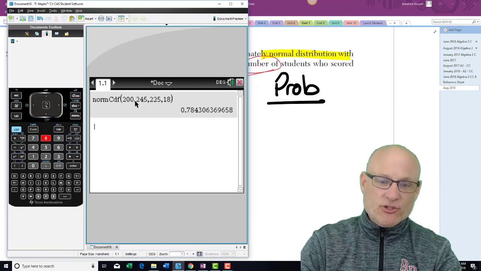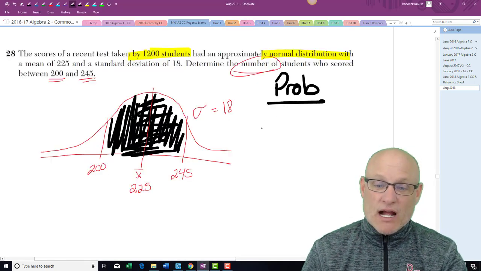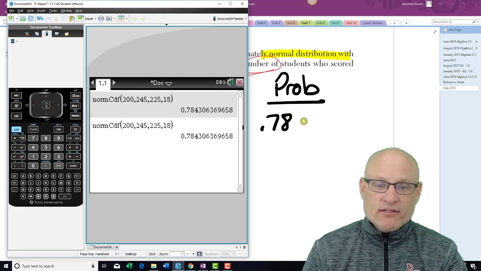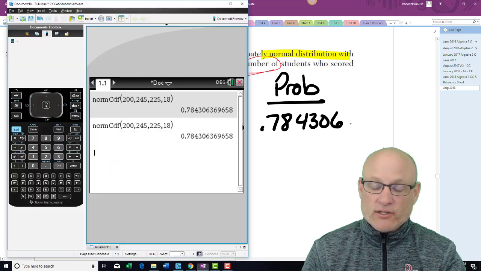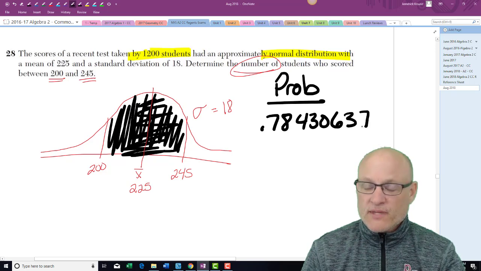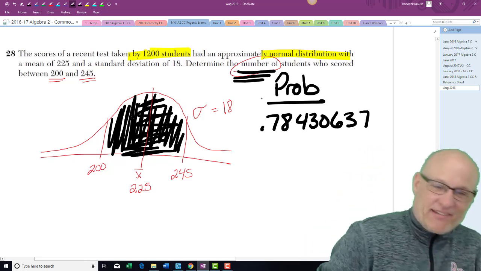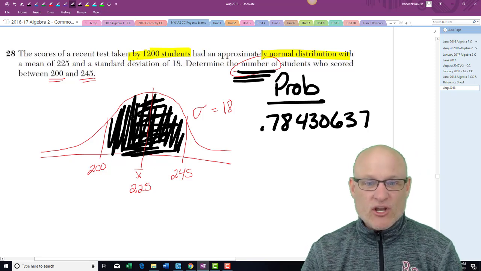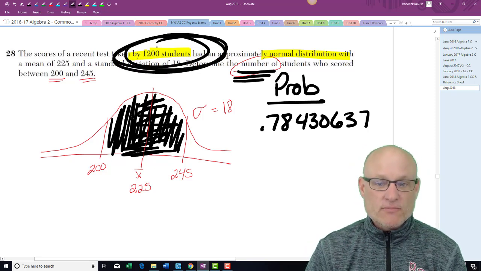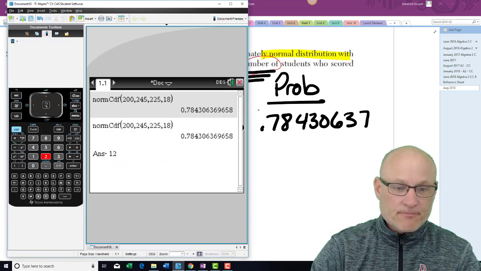Now, what this gives you is the percentage. Do not round. 0.78430637. Good enough. Now, that's not what it asked for, because it asked for the number. We had so many kids, and they rounded that baby to the nearest, I don't know what. Well, actually, this one's hard to round to the nearest number of students. But here we go. We got 1,200 students, and we're going to multiply by this. So I'm not going to type that in. I'm just going to hit times 1,200.